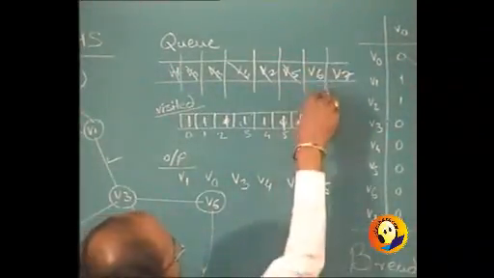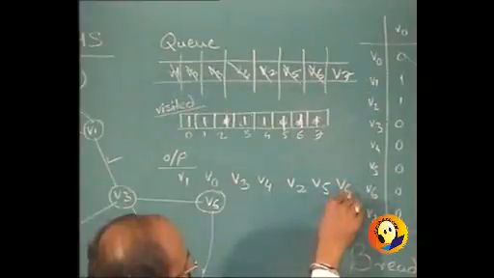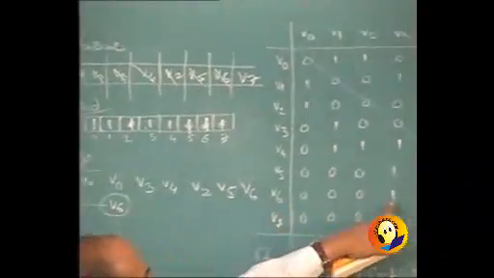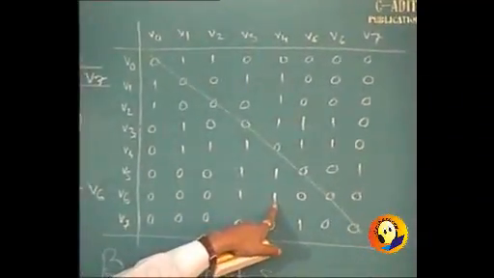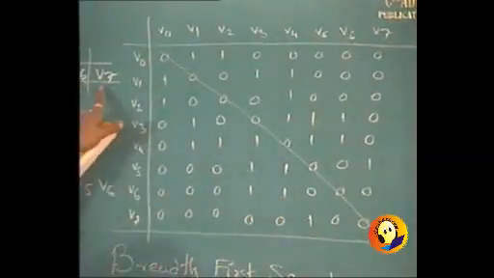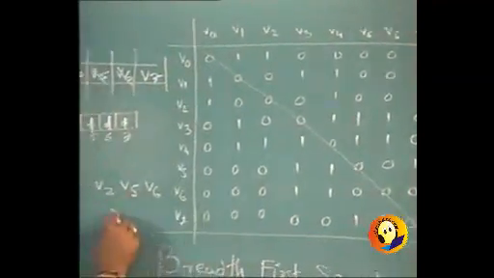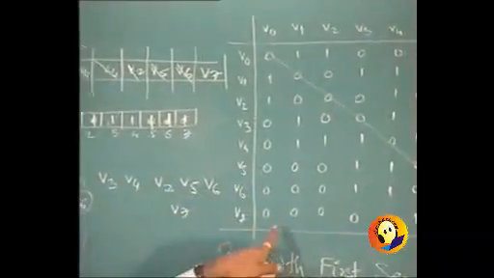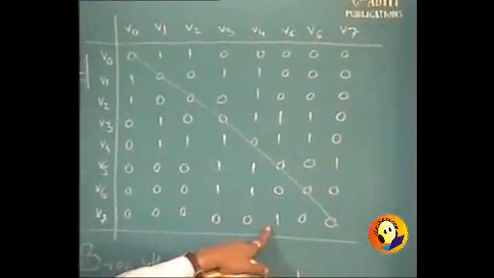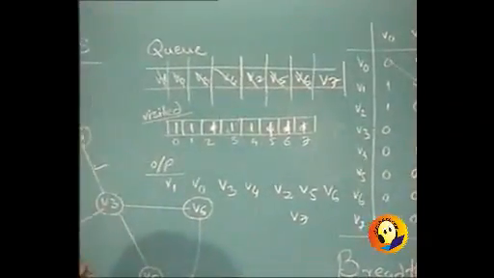Then I remove the next one, V6, print it. There are entries for V3, V4, both are visited. I remove V7, print it. There is entry for V5, which is already visited. Queue becomes empty, we stop, and what we get over here is the same sequence, BFS.